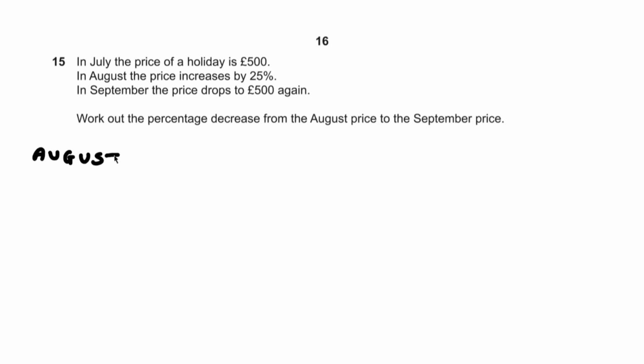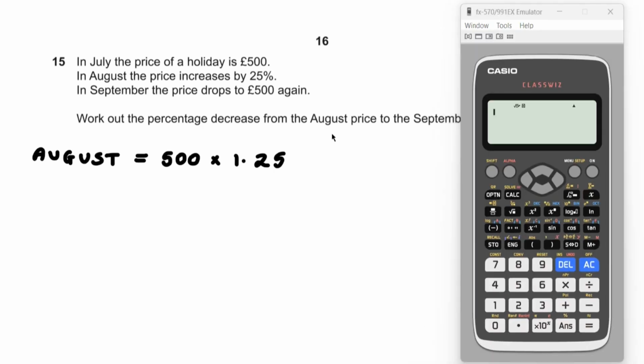In August, the price is given by 500 multiplied by 1.25. So if I work out what this is, and this 1.25 comes from an increase of 25%, that's 625.